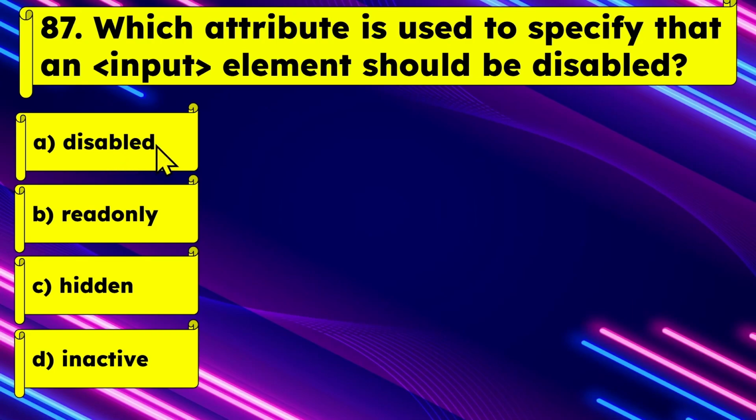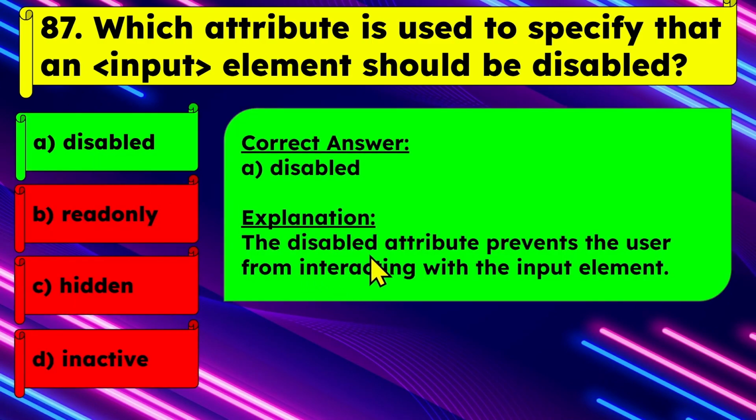Next question is, which attribute is used to specify that an input element should be disabled? Option A, disabled. Option B, read only. Option C, hidden. Or option D, inactive. So here the correct answer is option A. As you can see, the disabled attribute prevents the user from interacting with the input element.